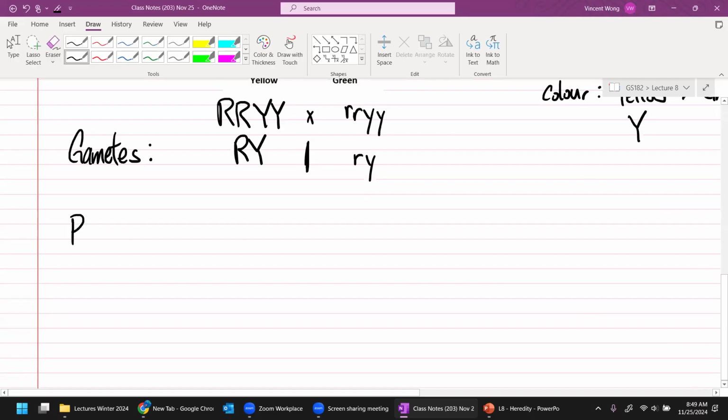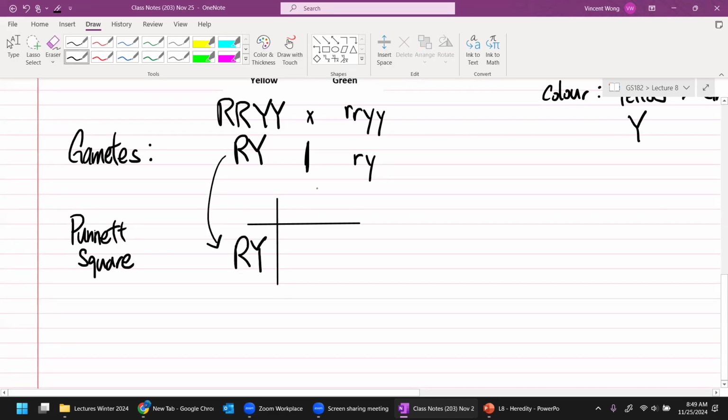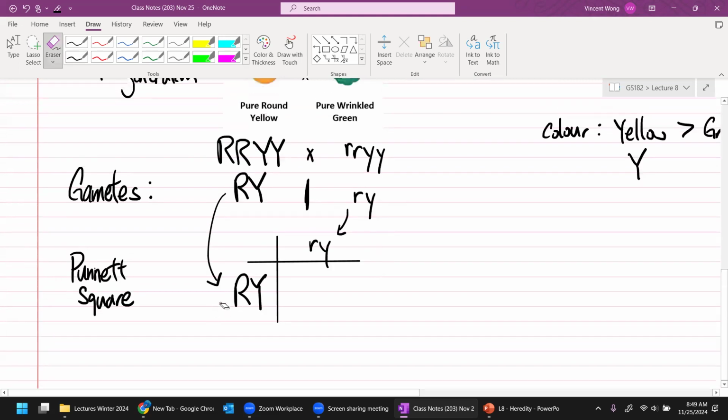So now we're going to do the Punnett square. I always have trouble spelling it. All right, so let's see. This Punnett square is pretty small. It's just one option with one option, so it's 1 by 1. I'm going to put this guy over here, big R, big Y, and this guy over here. This is the pure round yellow. This is the pure wrinkle green.